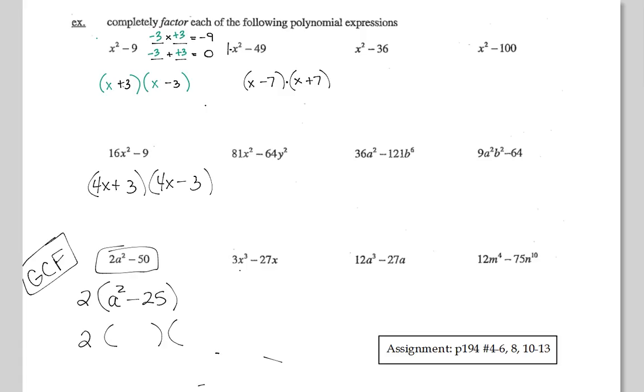Now the 2 comes along for the ride. Could I factor that binomial? It's a difference of 2 perfect squares. So how am I going to make the first term? A squared would be made by A by A. And how am I going to make that 25? Negative 5 and positive 5. And that's the whole factoring of that last one.